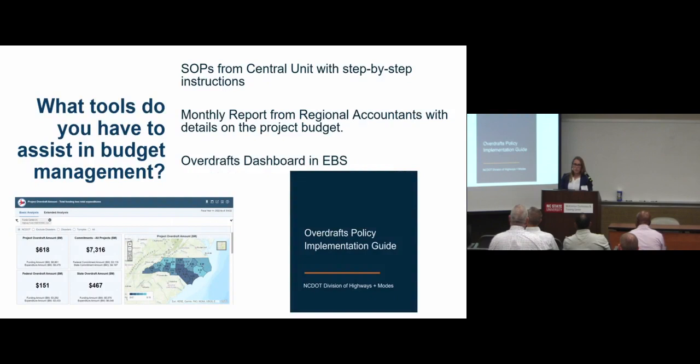So what tools do you have to assist you in budget management, to keep track of that and make sure that you don't get into a situation where you are going to run out of money, and that you stay on top of it? There are a couple of things. There are some detailed guides. There are SOPs from the central units that give you step-by-step instructions. This is located on the preliminary engineering site. There's also a monthly report from the regional accountants, which I'll show in a minute. And there is an existing dashboard in EBS that's public and everyone has access to.